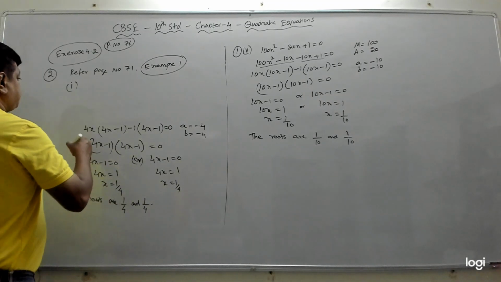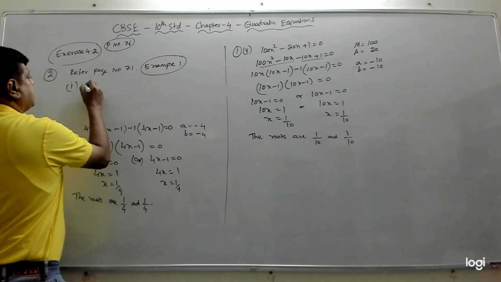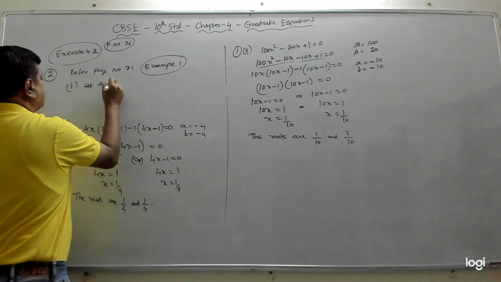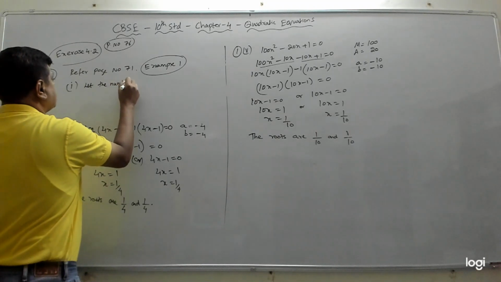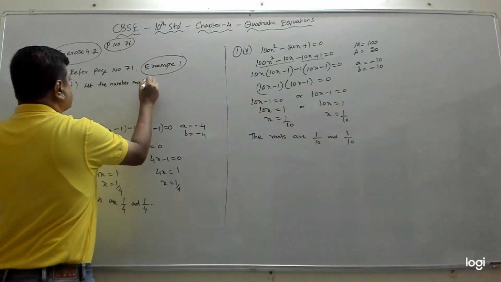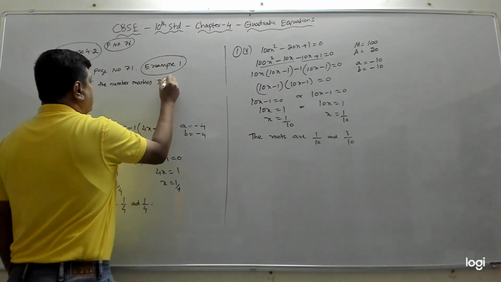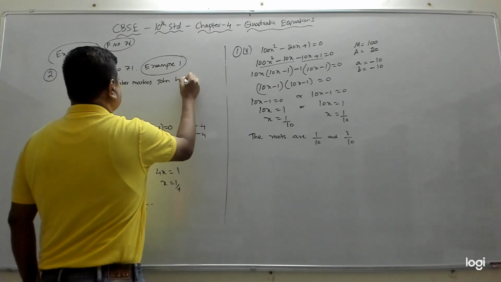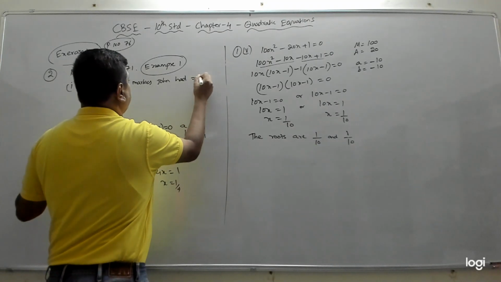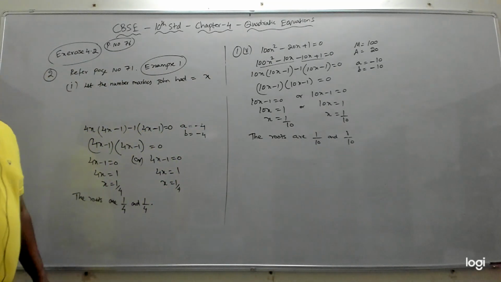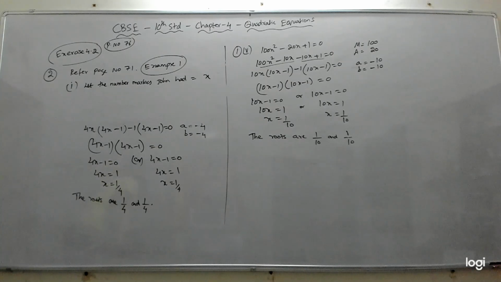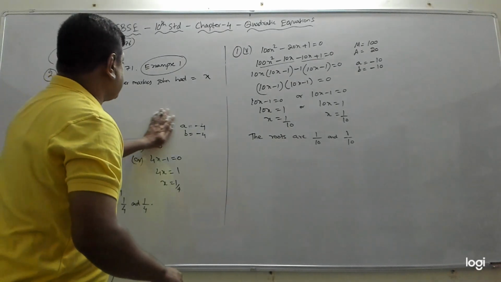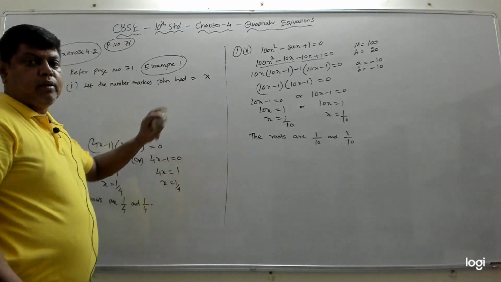So we will say let the number of marbles John had be equal to x. So the number of marbles John had, we'll take it as x marbles.